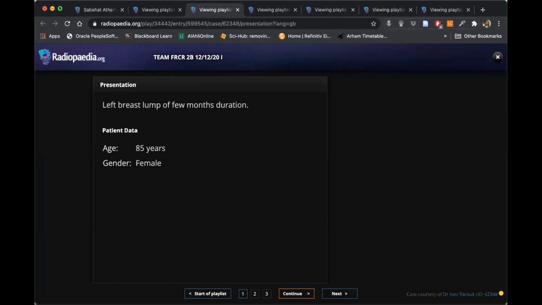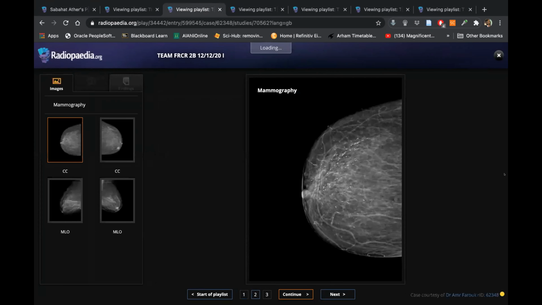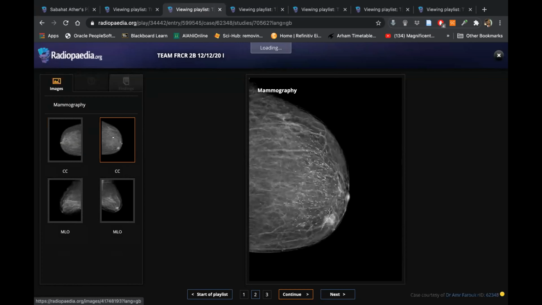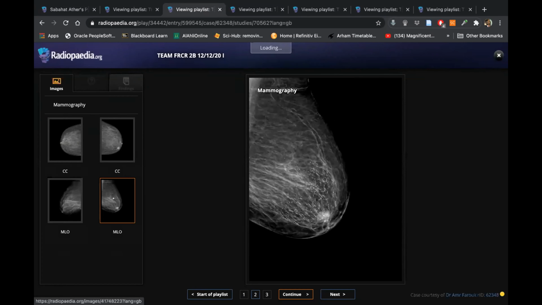Your first case, Dr. Sayan. Let me start the timer. So I'm provided with a left breast lump of few months duration in an 85-year-old female patient. I'm provided with mammography images showing bilateral breast craniocaudal and MLO projections, where I can see multiple calcifications in linear projection in both breasts. The calcifications are arranged in a ductal pattern and appear linearly organized, radiating outwards from the nipple towards the periphery. Going by the age of the patient and the pattern of appearance, I'll group these calcifications as linear segmental calcifications.